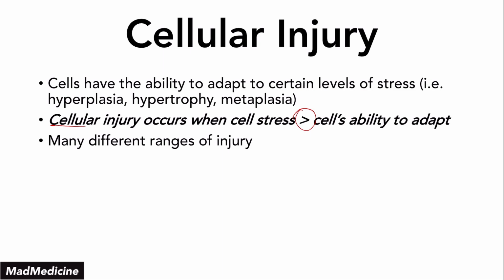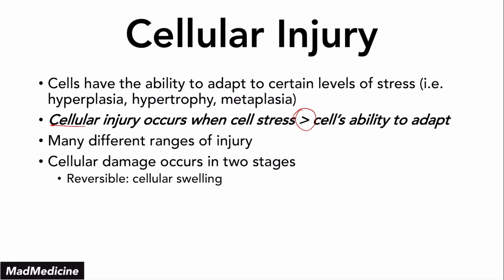Now, there are many different ranges of injury, which we've discussed in previous lectures, but one thing you need to know is that cells get damaged in two main stages, okay? The first stage is the reversible stage. In the reversible stage, the cell actually swells up, because the sodium potassium ATP pumps are not working. When you do not have enough ATP, you can't get sodium out of your cell. That's going to cause the cell to swell because water follows sodium.